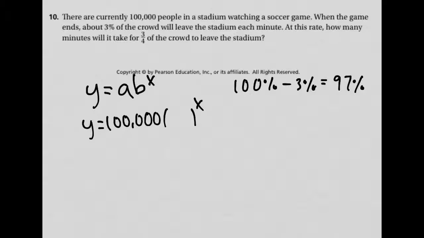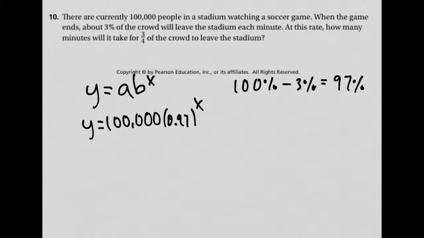And what you should put inside of the parentheses here is 97% in decimal form, which is 0.97. There's your equation. Okay. Now the question is, at this rate, how many minutes will it take for 3/4 of the crowd to leave the stadium? So the initial amount is 100,000, but we want 3/4 of the crowd to leave the stadium. Think about it. How many people are left if 3/4 of the crowd leave the stadium?